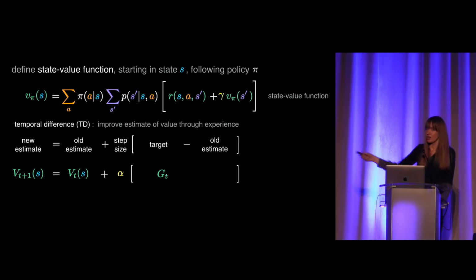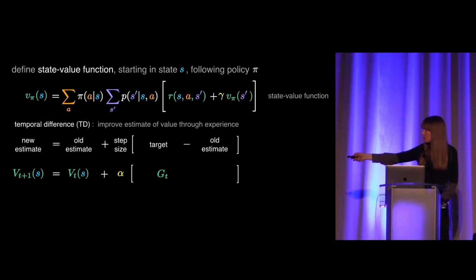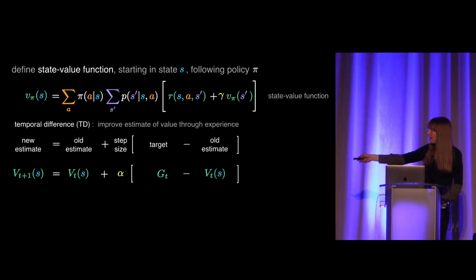And so here, the target that we really care about is this return, the expected long-term reward. And so we're going to be comparing this return to our old estimate. Now the problem is, again, this return is something that the agent doesn't know. This is the sum of all rewards into the future. And so what temporal difference methods do is they replace the actual return with an estimate of that return. And so we can approximate this return using an estimate.